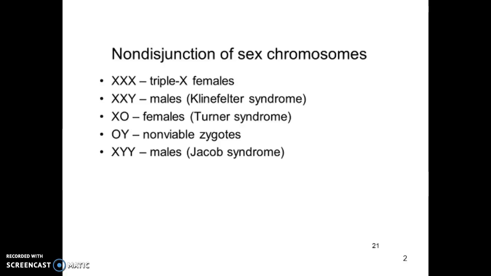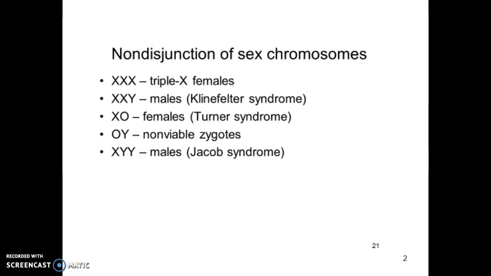Now, this can also happen if the sperm happens to carry the Y, and that Y chromosome combines with the egg with the 2 X's, and now you have XXY. This is a male, but he has what's known as Klinefelter syndrome. And I'll show you some examples of symptoms and characteristics associated with Klinefelters.